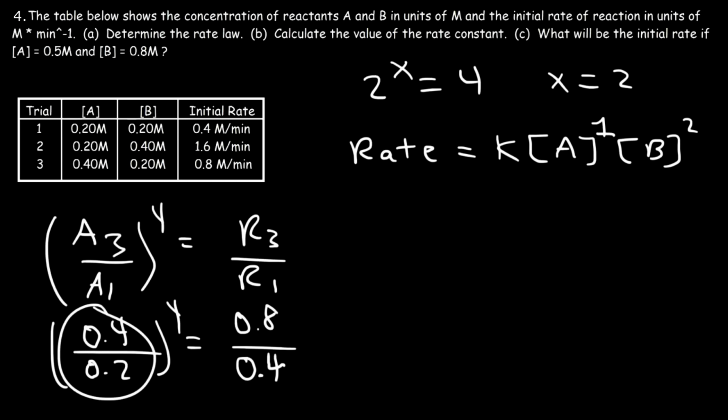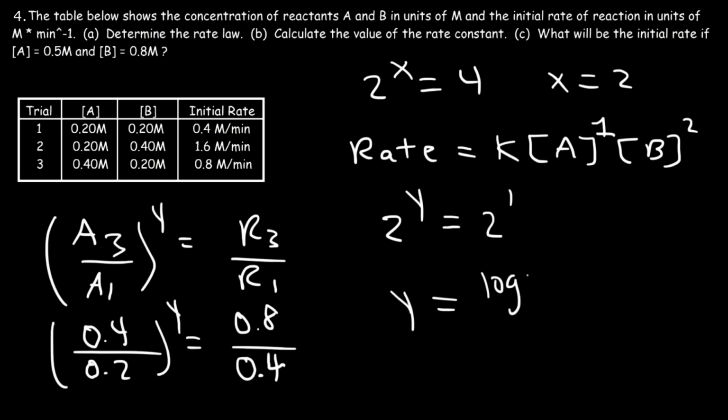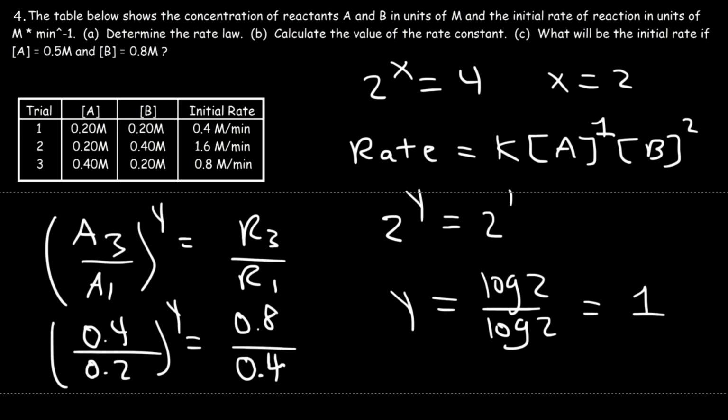So 0.4 divided by 0.2 is 2, and 0.8 divided by 0.4 is also 2. So therefore, y is going to be log 2 divided by log 2, which is equal to 1. And so that's how we know it's first order with respect to A. So now what is the overall order of the reaction?